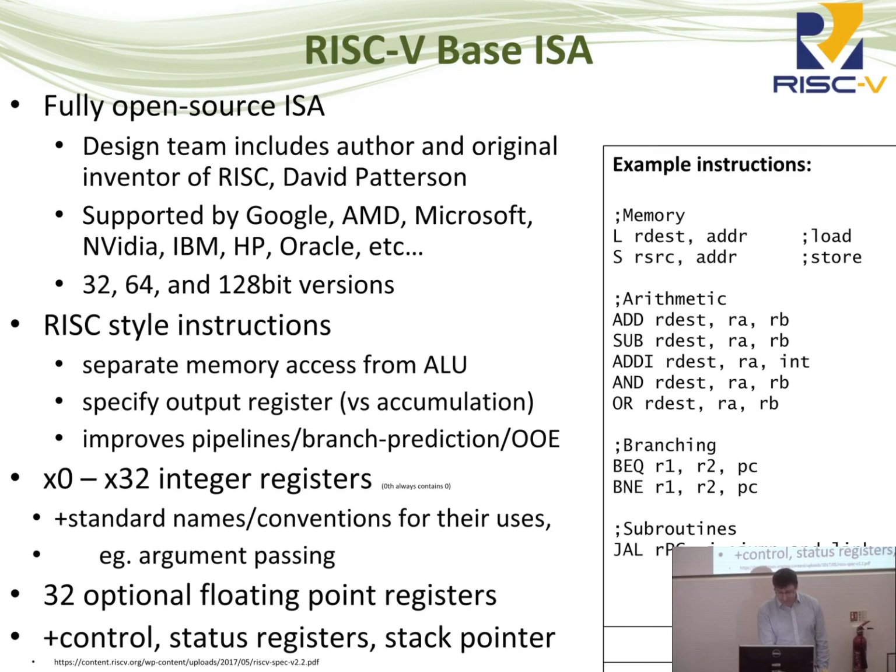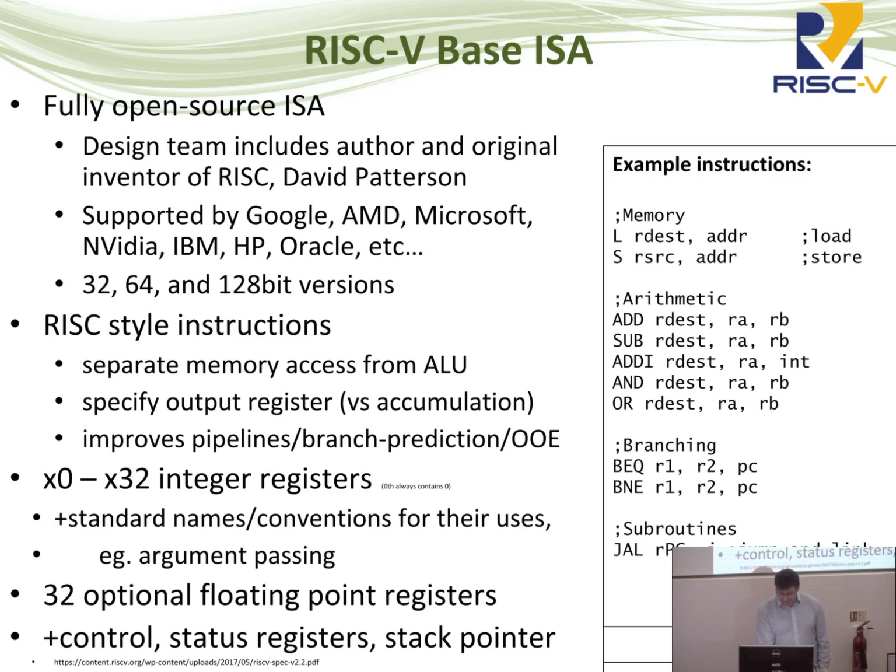Here are some examples of branching. Notice there's no compare instruction. They put it all in a single instruction. For example, this says branch if equal: if register 1 is equal to register 2, then go and set the program counter to what's provided in the third operand. Or you can branch if not equal.